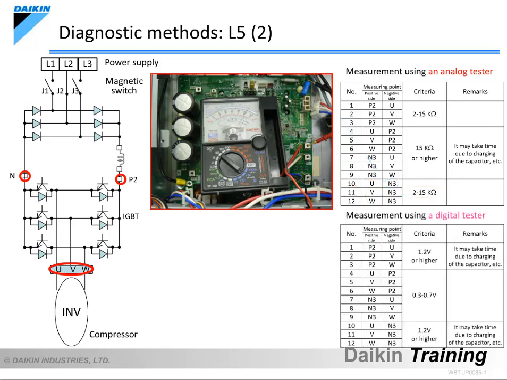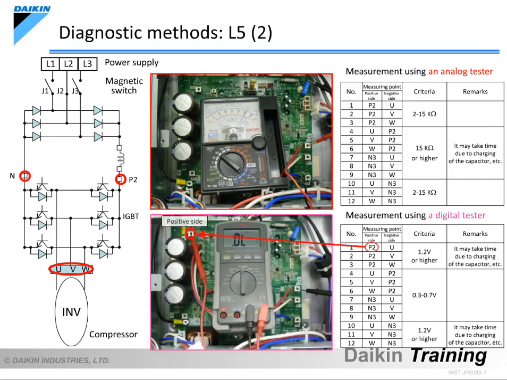When using a digital tester, make sure that it has a diode check function and determine whether there is a problem while referring to the bottom table on the screen. The measuring points are the same as when using an analog tester. First, while placing the positive probe on the P2 terminal, place the negative probe on the U, V, and W terminals to measure the voltage.